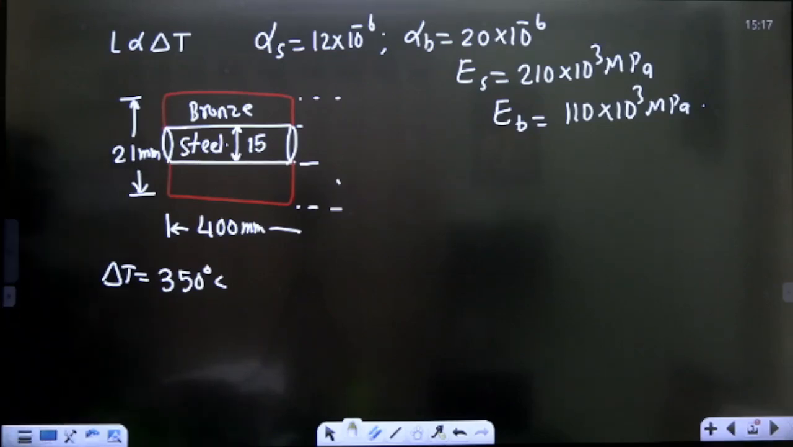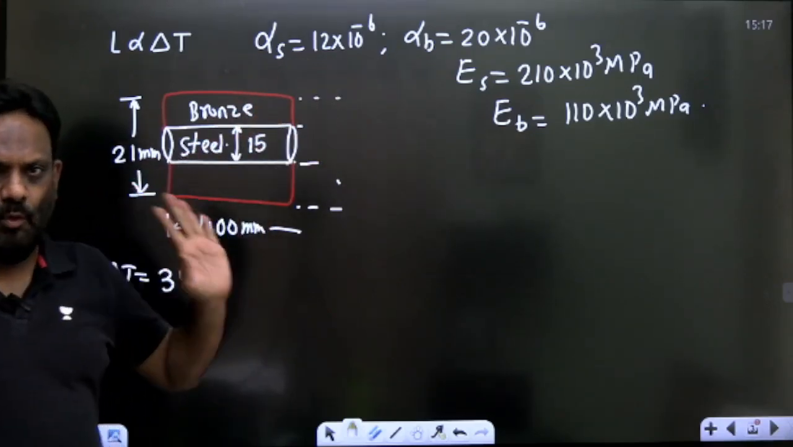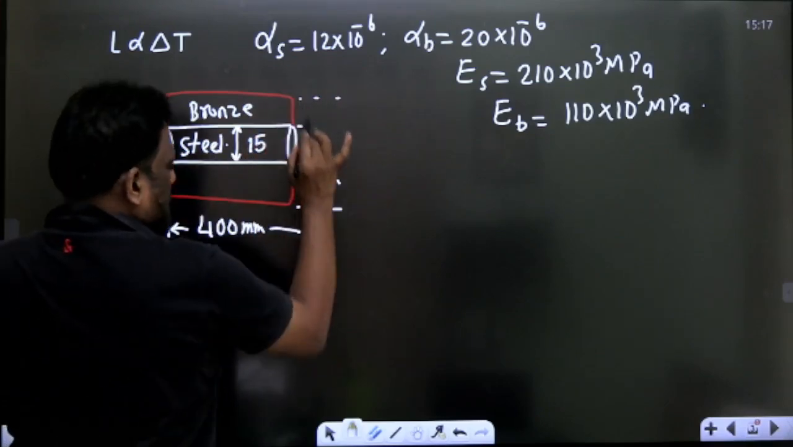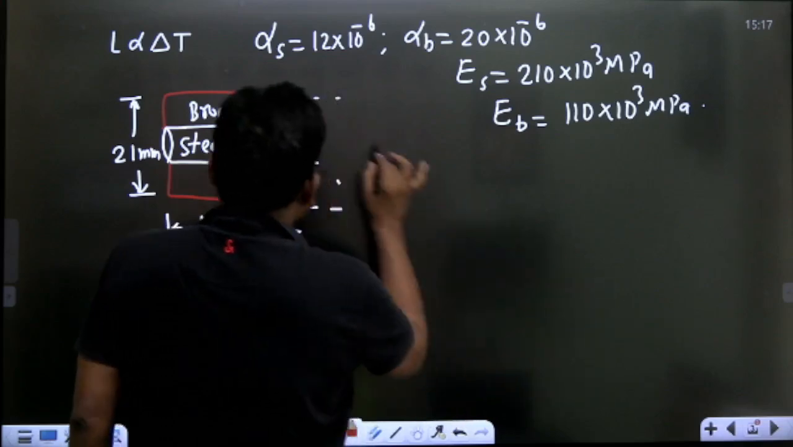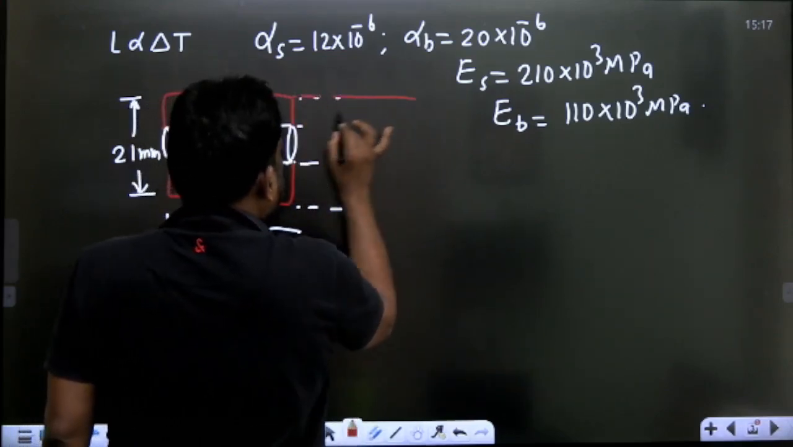Now, what will happen? Let us see. As alpha of bronze is more, if you see the free expansion of bronze, it will be something like this.